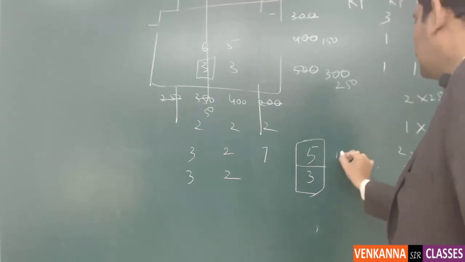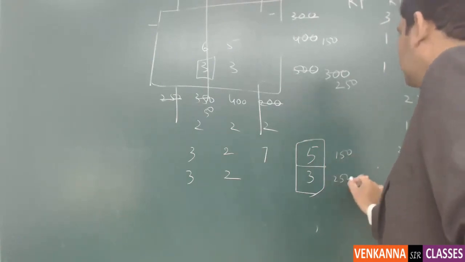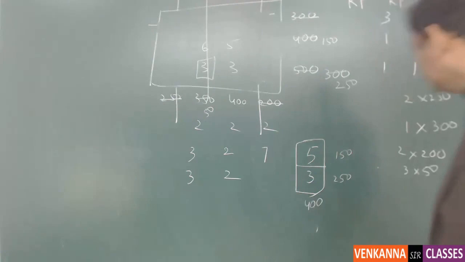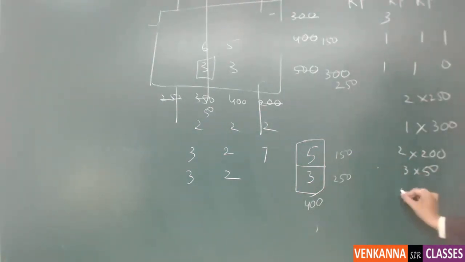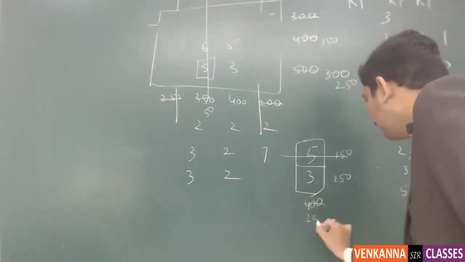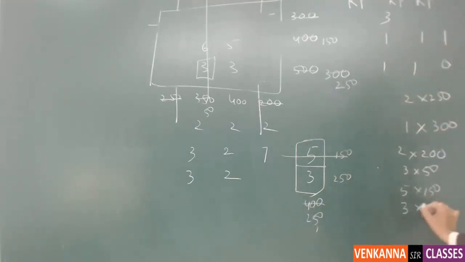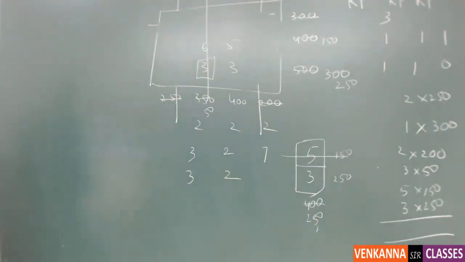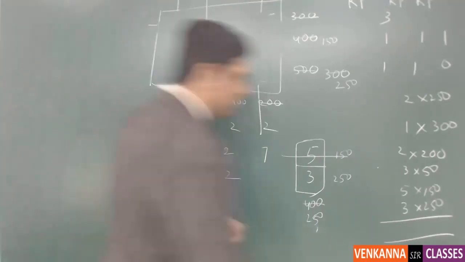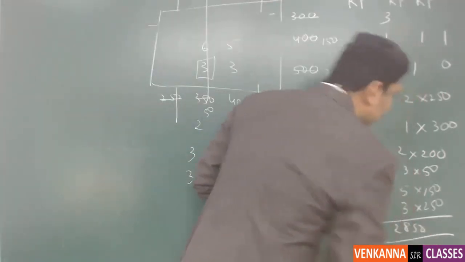For 5, the value is 150. Here you have 250. Here you have 400. Again, the highest penalty appeared for 5 here. So 5 into 150 will come. This gets striked off. It will become 250. So 3 into 250 is the final allocation. And we can sum up all the values. So please check that. So the final answer will be 2850.